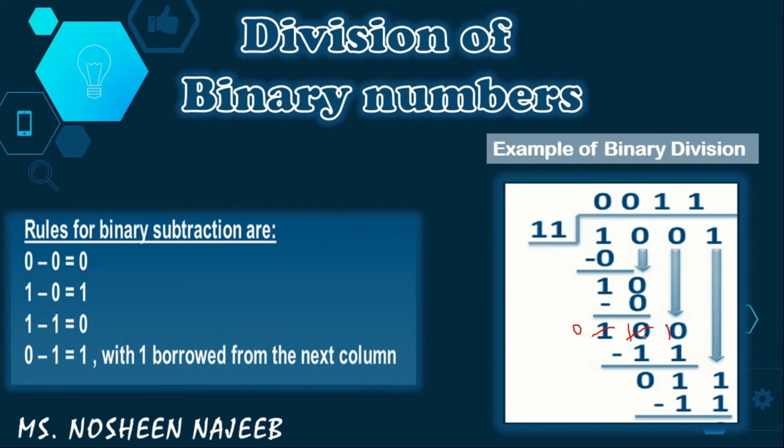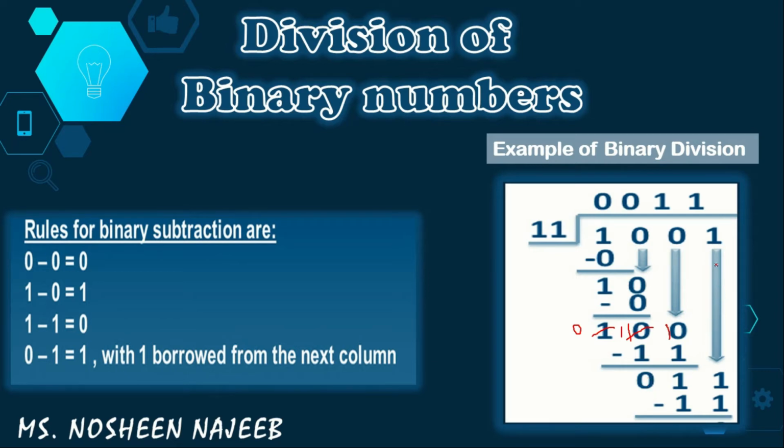It will be 1 0, and here we have a single one, because it is the rule that when we subtract 0 from 1, the answer will be 1, with 1 borrowed from the next column. As you can see, we borrowed 1 from the next column, so the answer will be 1 and 1 minus from it. So here we have 2 digits, so we will subtract 1 from 2 digits, so it will be 1 again, as it is the rule of binary subtraction. Here we have 1, 1 minus 1 will be 0.